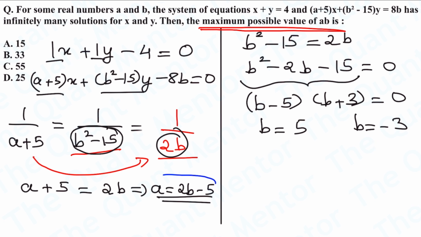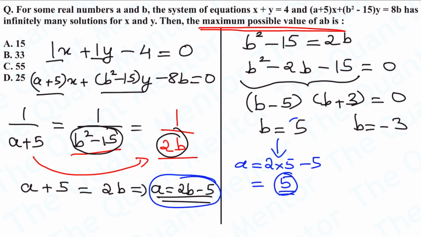We know that a is 2b minus 5. So if b is equal to 5, a will be 2 into 5 minus 5. So 2 5s are 10 minus 5 will be 5 only. In this case, the product of a and b will be 5 into 5, that is 25. And we have seen this value in the options. As I've said previously, many people fell for the trap and they marked option D as the answer.